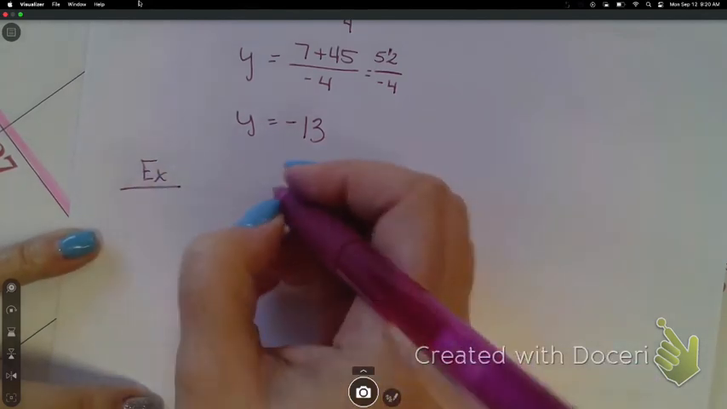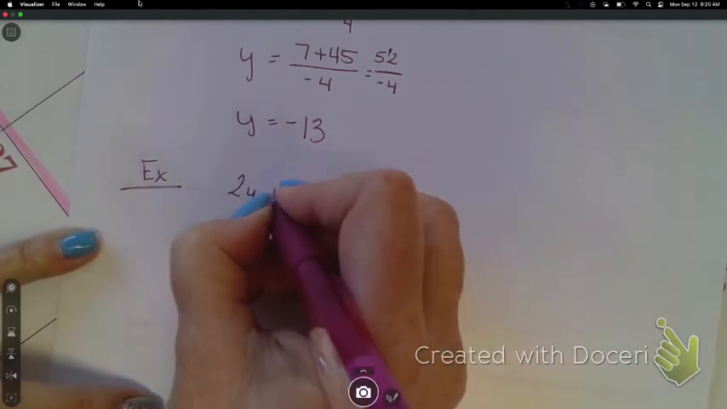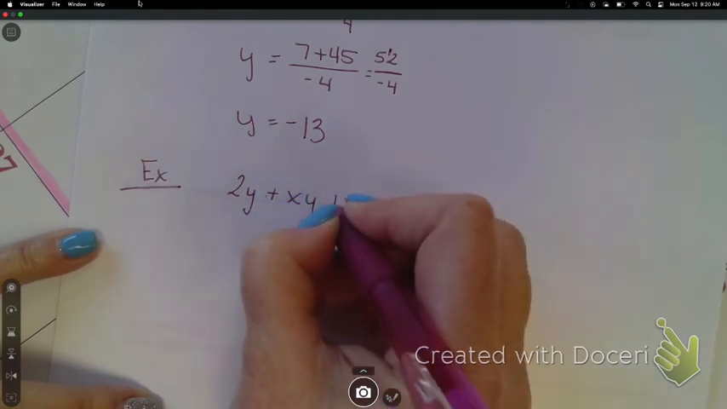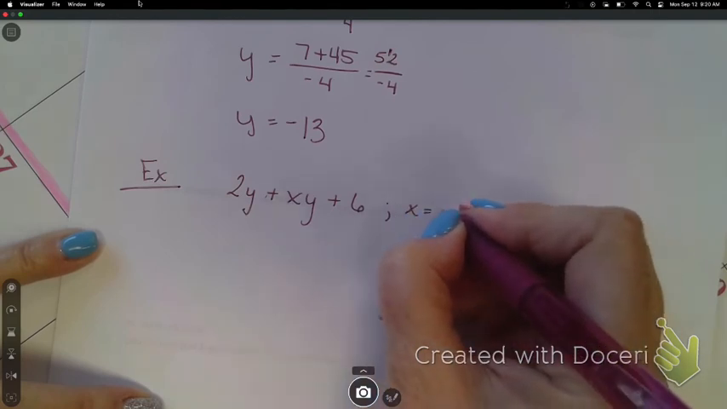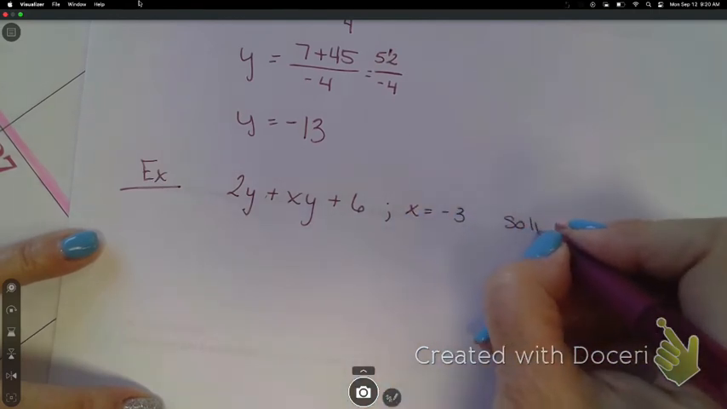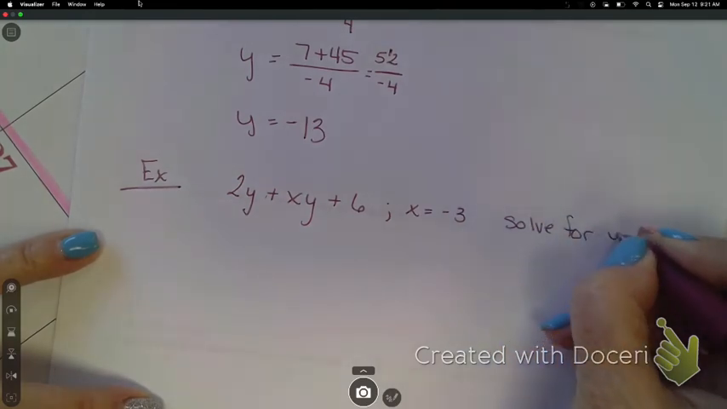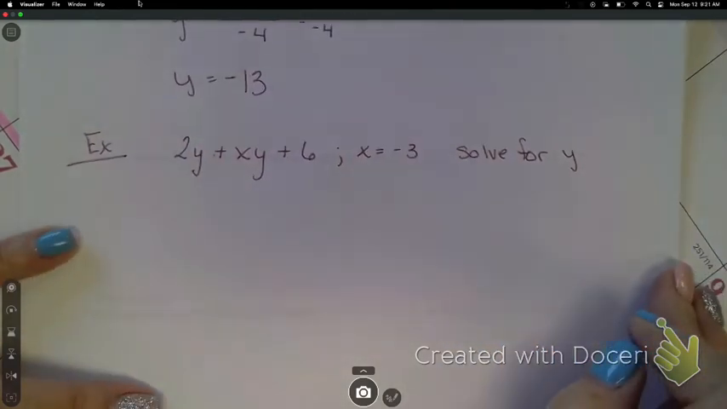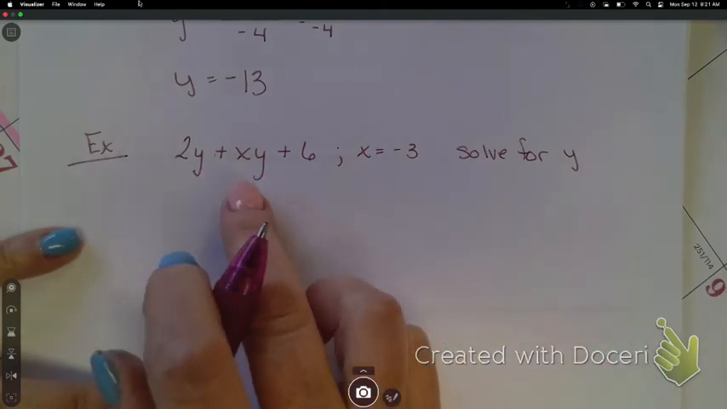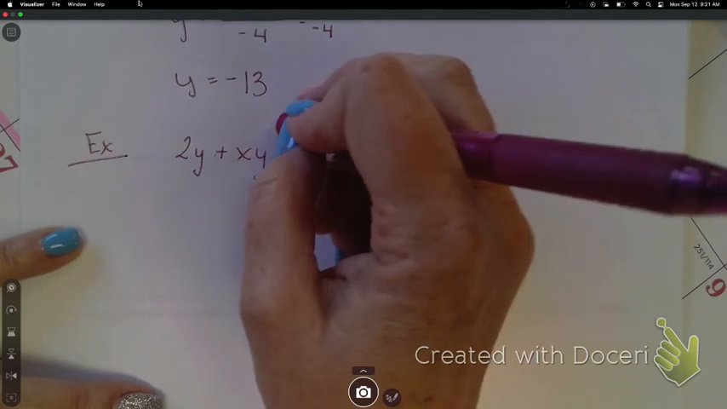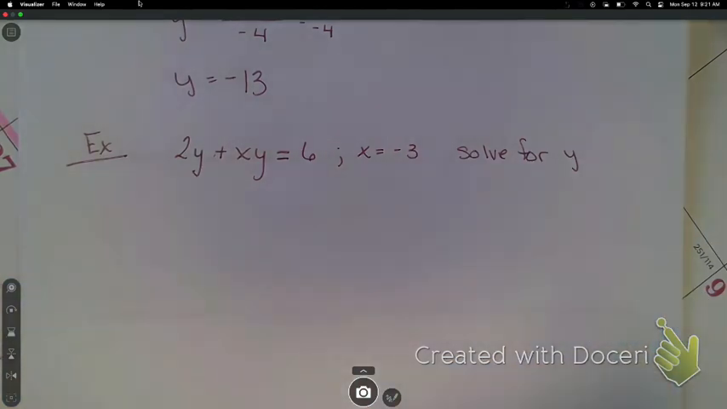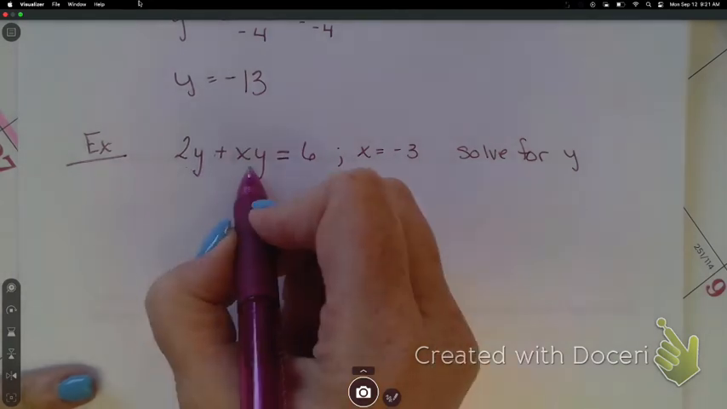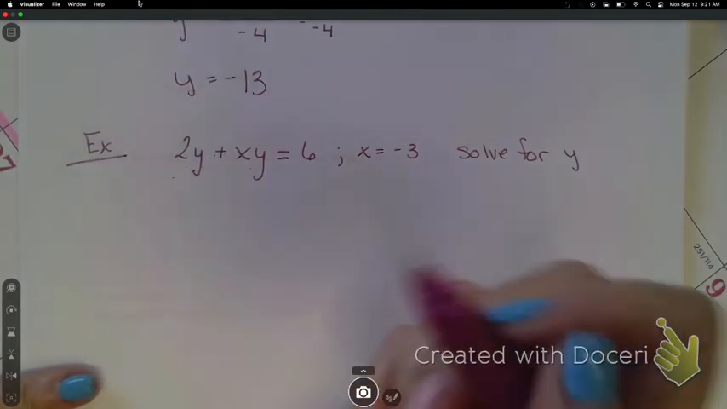Next one, a little bit harder. 2y plus xy equals 6, and we're going to solve when x is negative 3. So first solve for y. Now what's different about this one? How many y's do I have there? I have 2 y's. I said equals and I put plus, didn't I? We don't want 2 y's, we want 1 y.